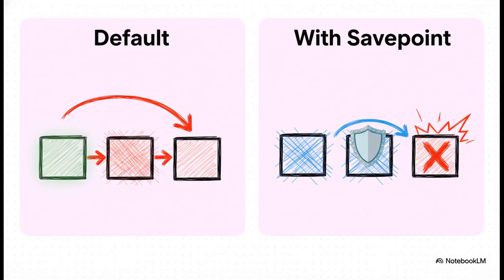I mean, look at the difference here. It's night and day. The default behavior is just unforgiving. One little mistake, and everything you did is gone. Poof. But with a save point, you get so much more flexibility. You can actually isolate the parts that might fail, handle the error, and most importantly, keep all the critical work you did before you set that save point.